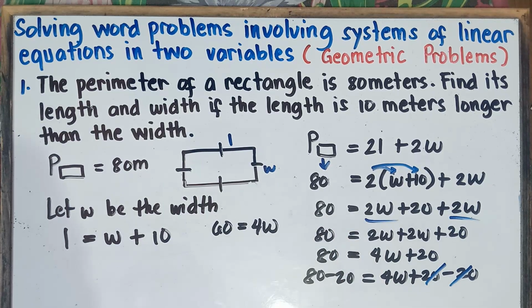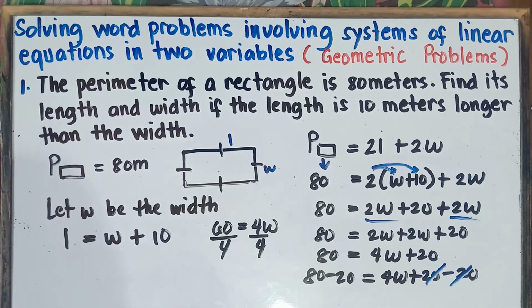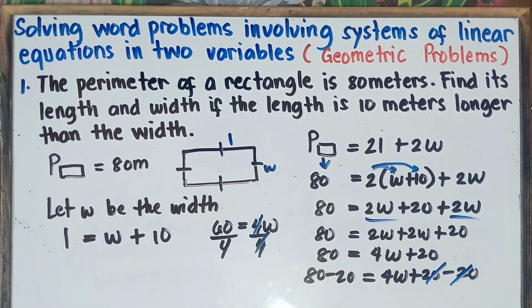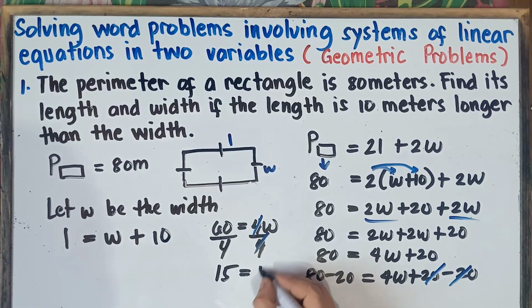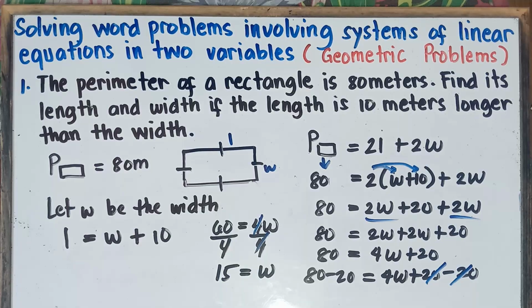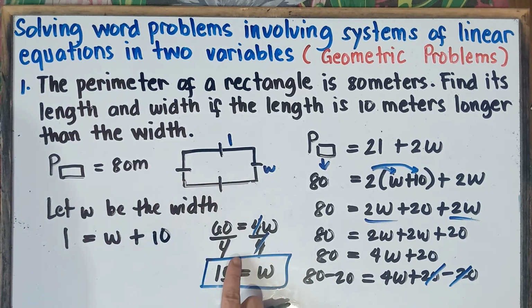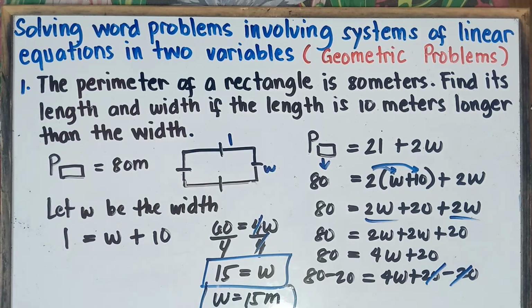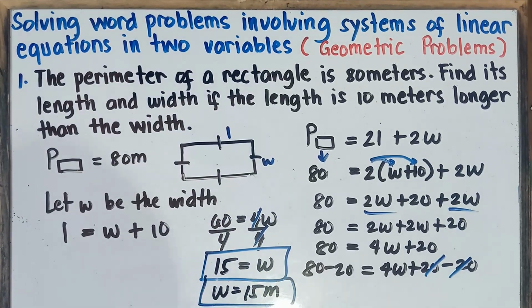To get the value of W, simply divide both sides by 4. Divide by 4, cancel this out. 60 divided by 4 is equal to 15. So 15 equals W. Therefore, the value of the width is 15. Do not forget the units, class. That would be 15 meters. So W is equal to 15 meters. All set.